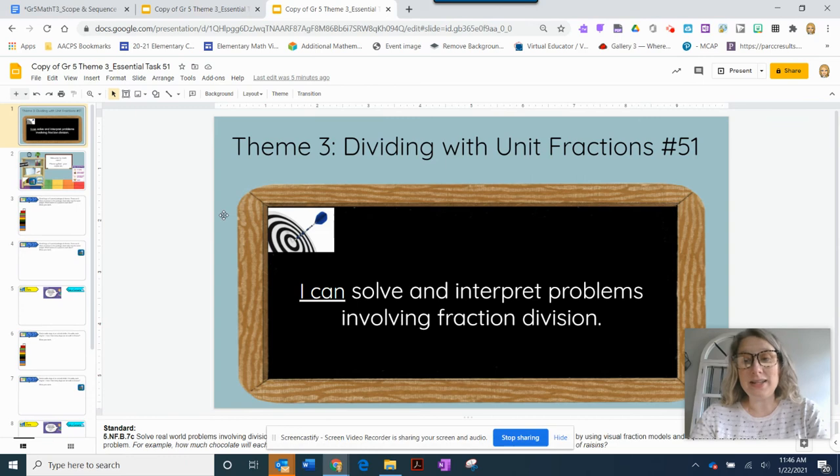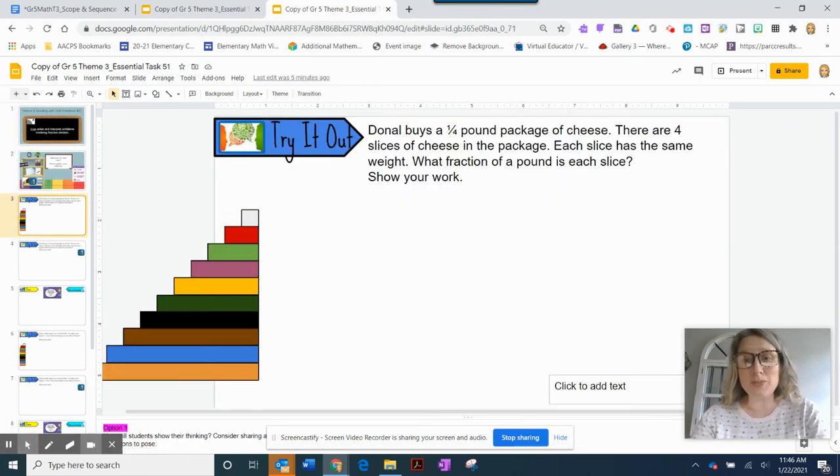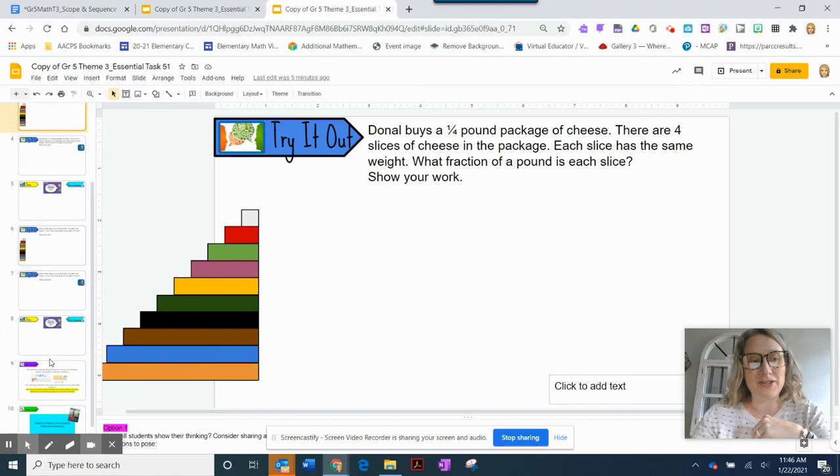Our very last essential task in this theme, essential task 51, they are really just practicing word problems and asking those same questions. What's our known? What's our unknown? Do we know our total or our whole? Do we have equal groups? Do I know how many is in each group? Do I know how many groups I have? Those are all the questions that I'm going to have my students think through because we just talked about how important it is to determine what our dividend is and what our divisor is.